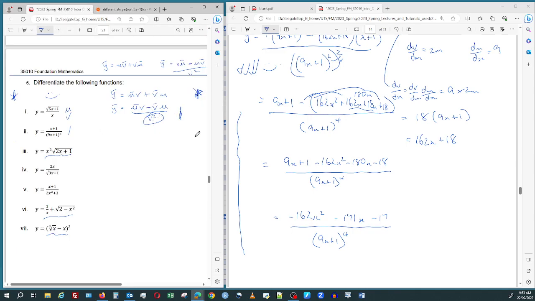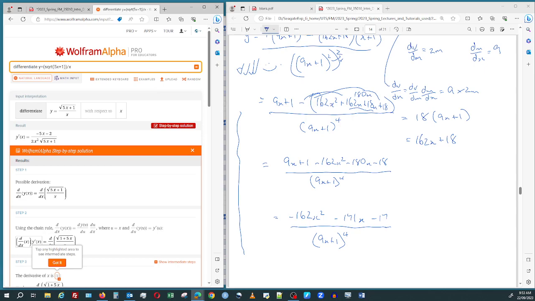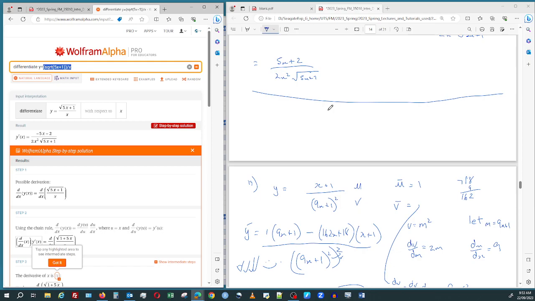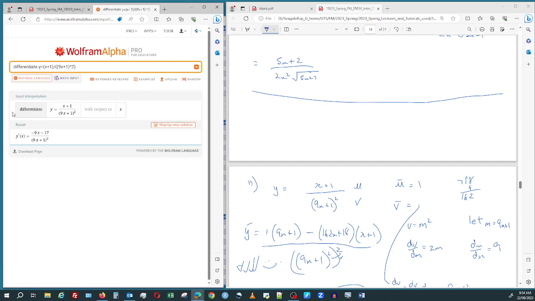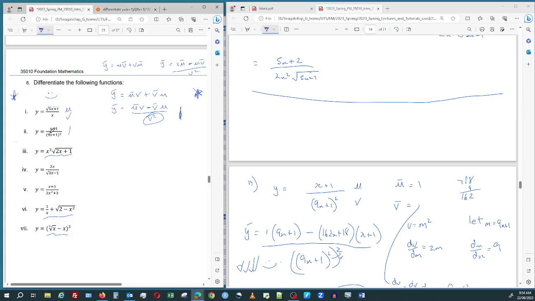So that's fine. Oh, we didn't put it in. So I better do that. Go back up here. And what did we have? On the top we had x plus 1. And on the bottom we had, divide by, open a bracket, and what do we have? 9x plus 1. Close the bracket, raise it to the power of 2. Let's see what that looks like. See if it's the original question. x plus 1 over 9x plus 1 squared.